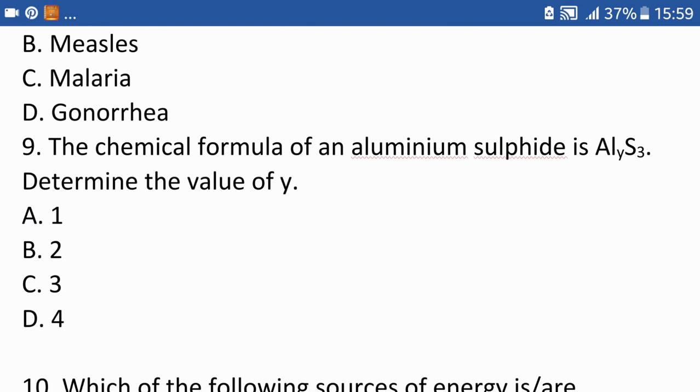Al with a subscript of Y, then S with a subscript of 3. Determine the value of Y.